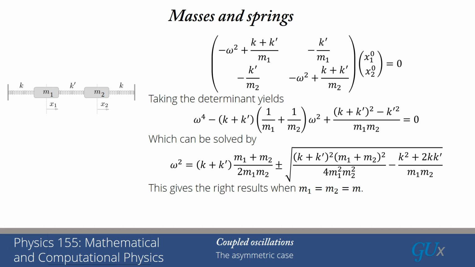And everything is going to cancel except for the k prime squared over m squared that is going to be left. I can take the square root of that. It's going to become k prime over m. So I will get k plus k prime over m plus or minus k prime over m. That's exactly what we had before when we solved the symmetric case. So this gives the right results when m1 equals m2 equals m.